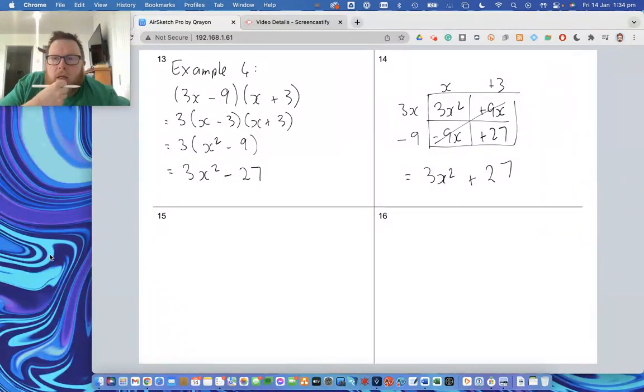What did I get wrong here? I've made a mistake. Oh, I've gone minus 9 times positive 3 is positive 27. Make that a minus there. Make that a minus there. Now I'm done. And it's the same as the answer we had on example 4.